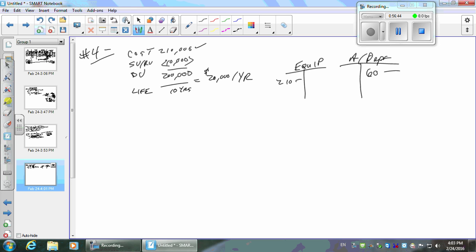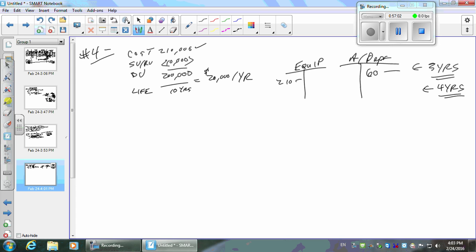And then it says it's going to last 7 years instead of 10. So how many years are left? We've used 3 years. It was 10 years, but now it's going to be 7, right? So how many more years do we have? 4 more years. Excellent. So what you do is you figure out where you're at right now.